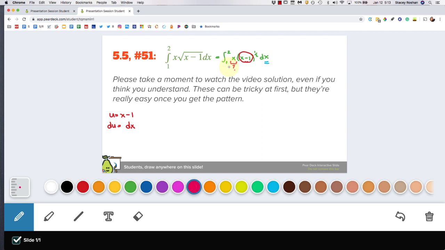Right? I said if we are going to use u, we got to go all in. We got to switch everything to u. So we got to switch bounds. We got to switch this to a u. We got to switch this to a du. But what about this x? What are we going to do with it?